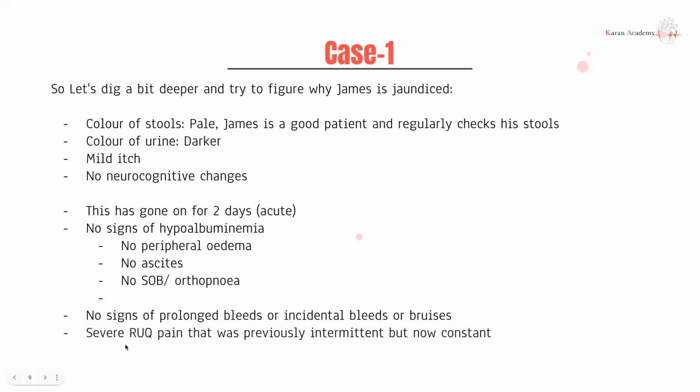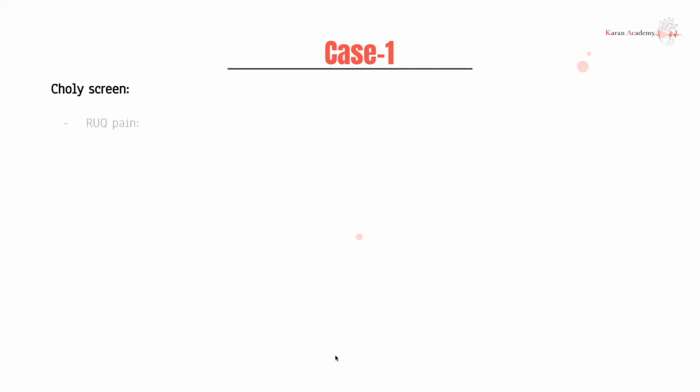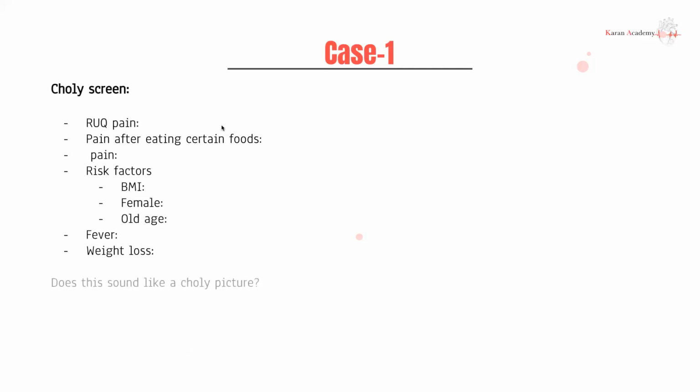He also had severe right upper quadrant pain that was previously intermittent but now constant. He also reports a fever, nausea, vomiting, and loss of appetite. At this point, you can do what I think is a good quality screen. So the questions to ask are the following: right upper quadrant pain, pain after eating certain foods. I don't know, sorry, my bad. And risk factors: BMI, is he female, old age, fever, weight loss, all of those.